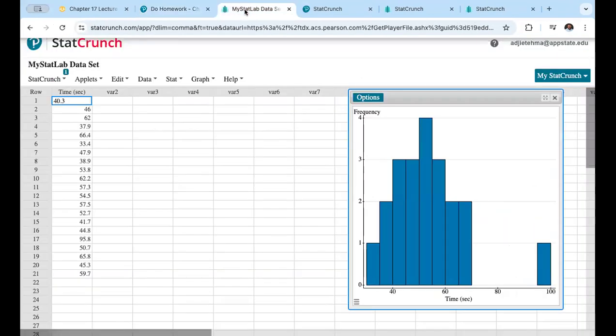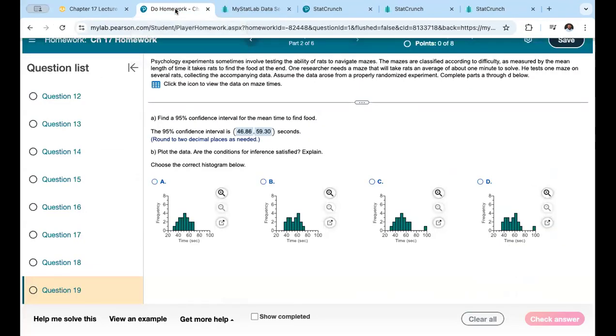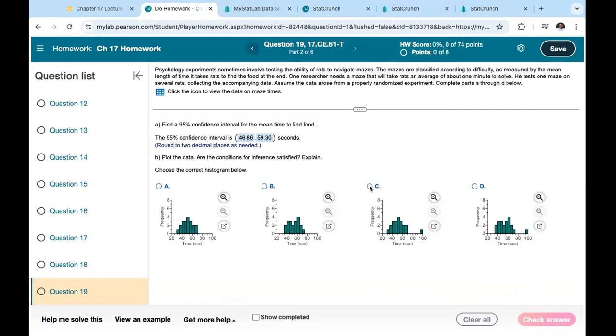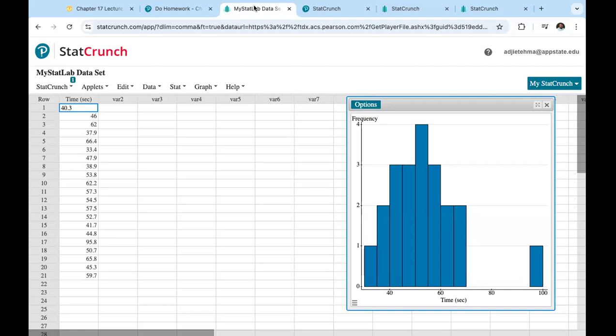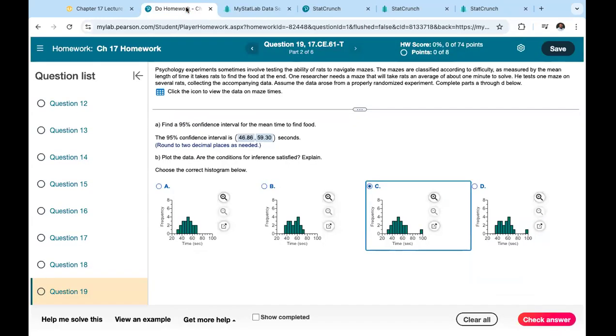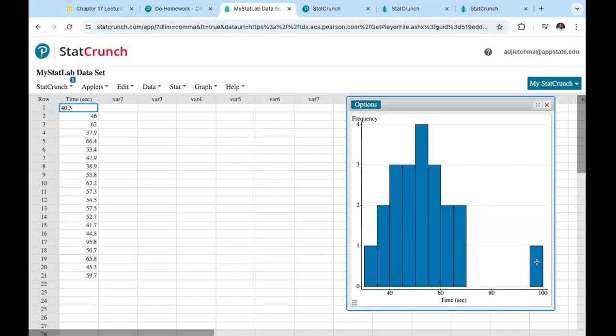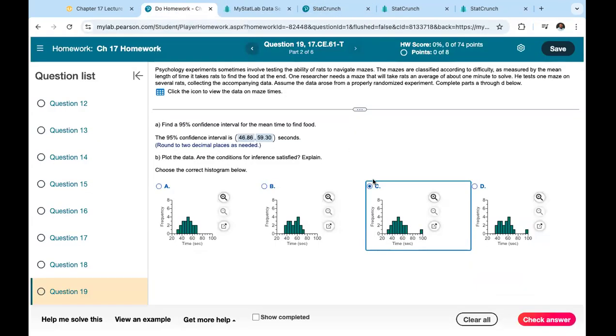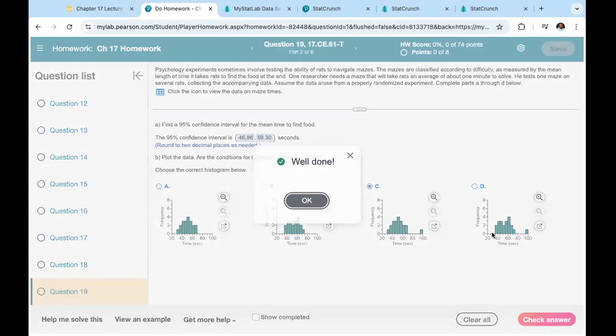Let me look at my histogram again. I think it's C. Let me see. Yeah. So what stood out is that there is one thing here, and then you have this one here. And then you can check your answer.